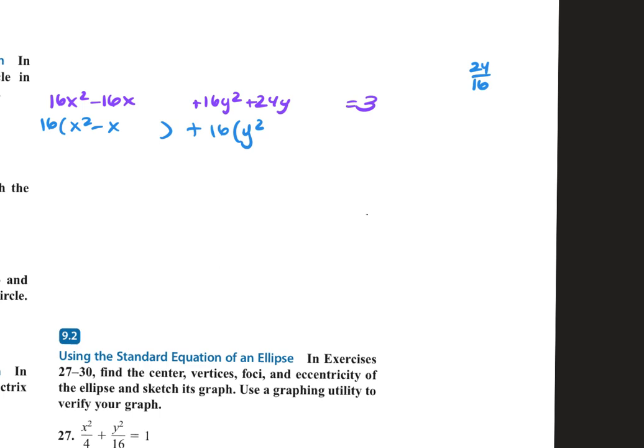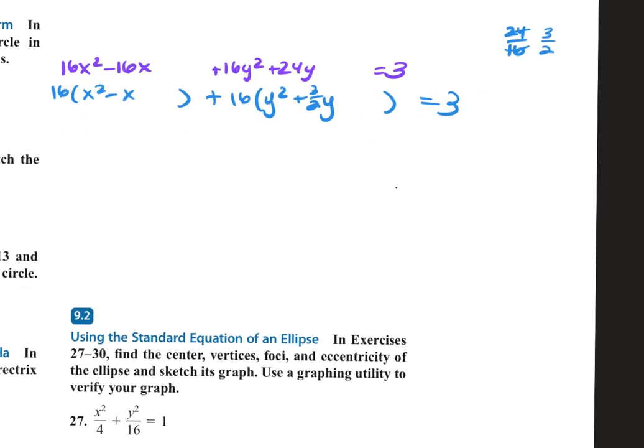So 24 divided by 16, like 8 goes into both of these. This would be 3 halves. So in the world of complete the square, you can certainly get fractions, which is why I want to go over it. But again, like I said, on the complete the square that is on Monday's test, it shouldn't happen.